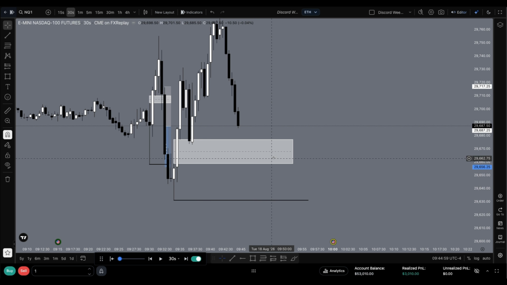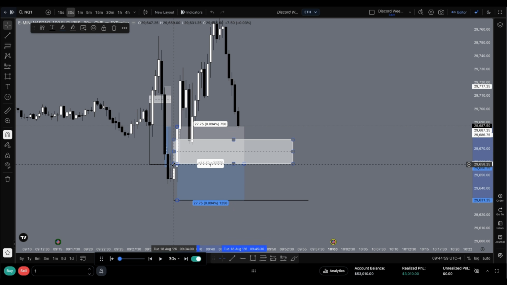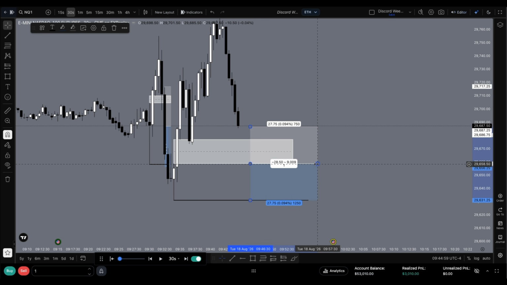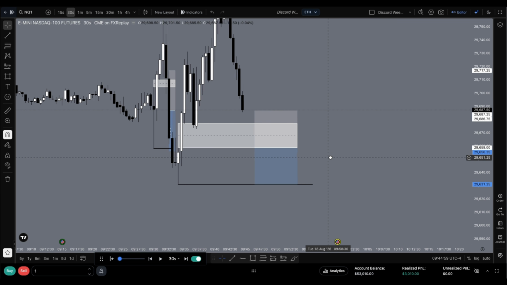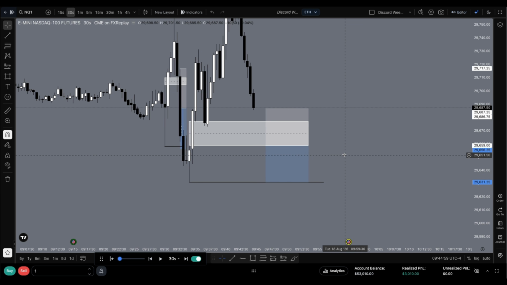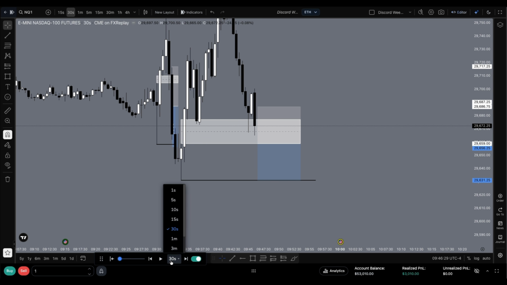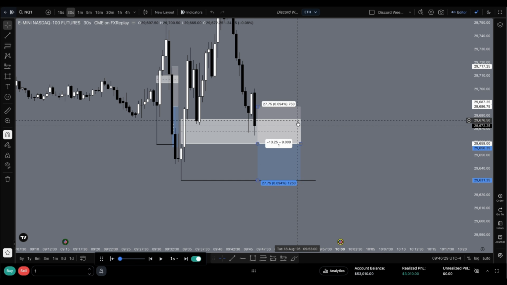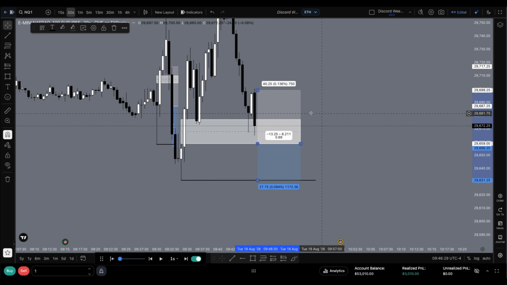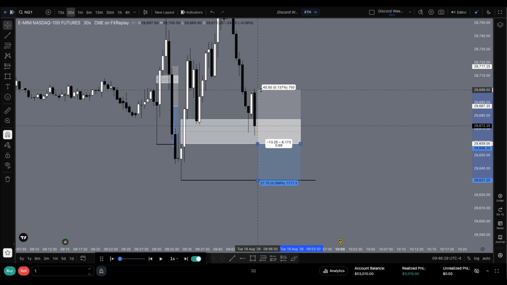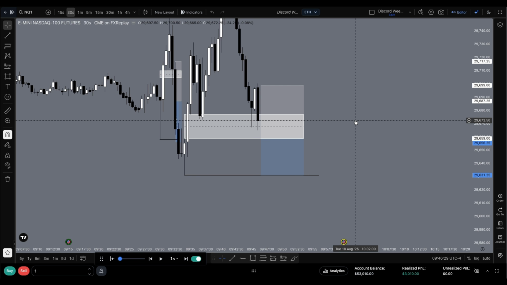So how many points away are we? We are less than 30, so I'm looking to front run this. Okay, I'm gonna play it out by the second. Stop loss would be body. So this is the body, 40 points.